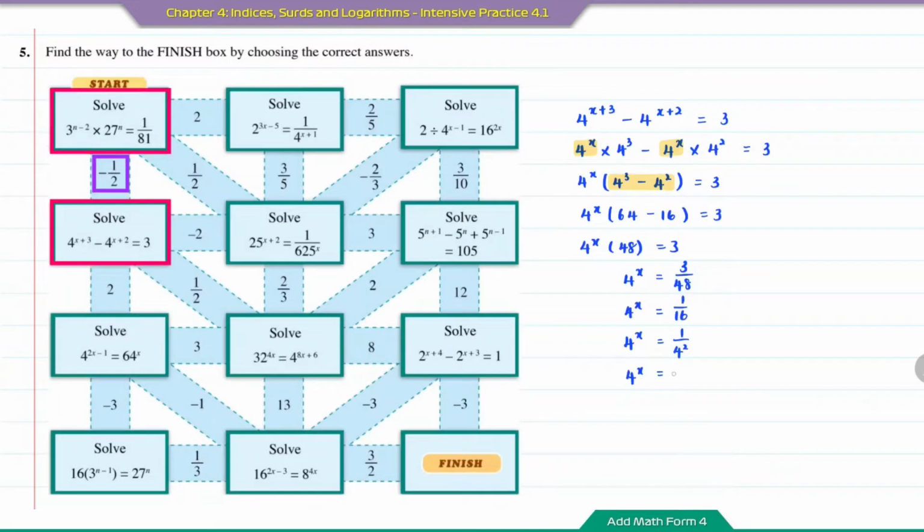Next, I'm going to rewrite this. So this one, I can write it as 4 to the power of negative 2. Now, we can compare the power as both sides are equal to each other with the same base. Therefore, x is equal to negative 2.